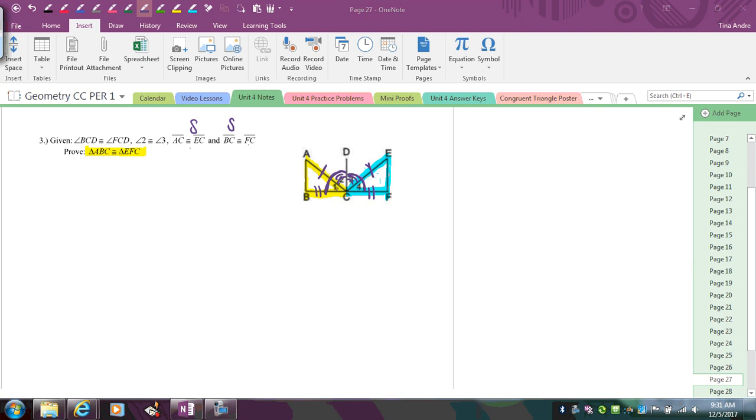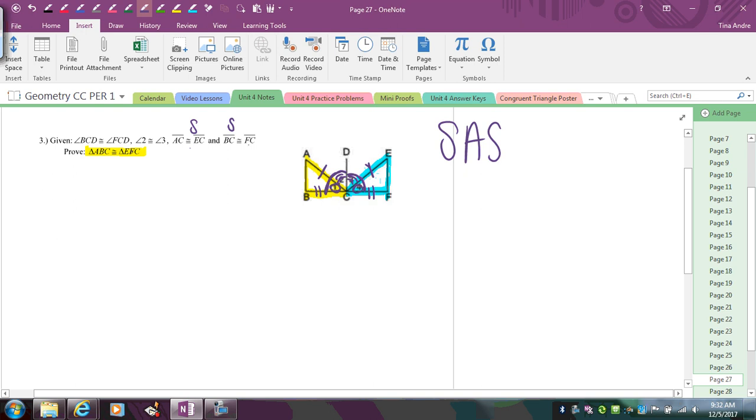And then if I knew 1 and 4 are congruent, well, then I could use side angle side. So in order to get angle 1 and 4 are congruent, we could use the fact that these whole angles are congruent, and we have congruent parts that we could subtract off, which would mean these pieces right here would then be congruent. So that's what I need to do.